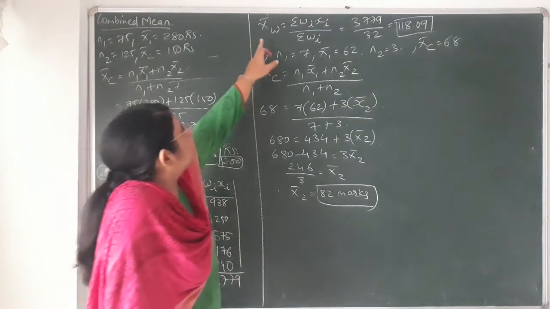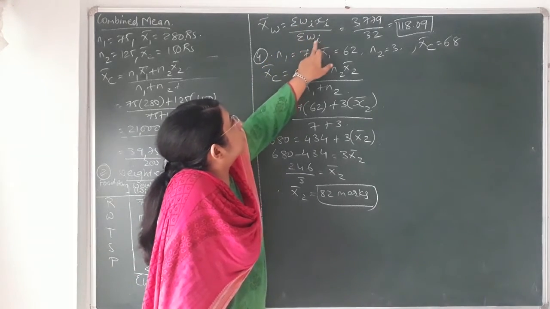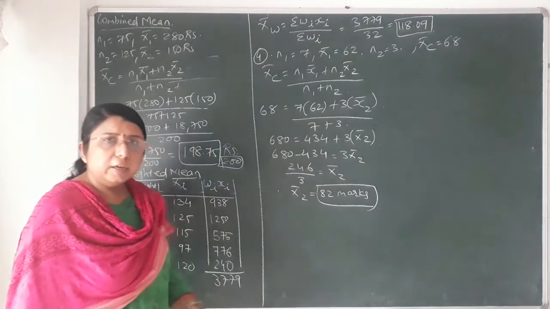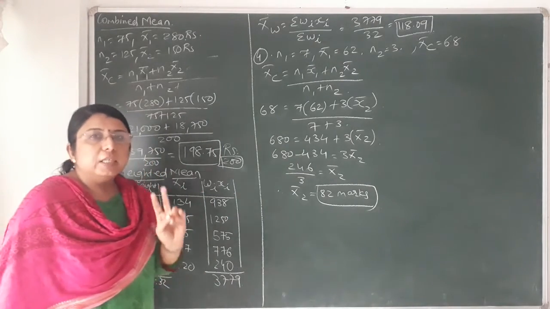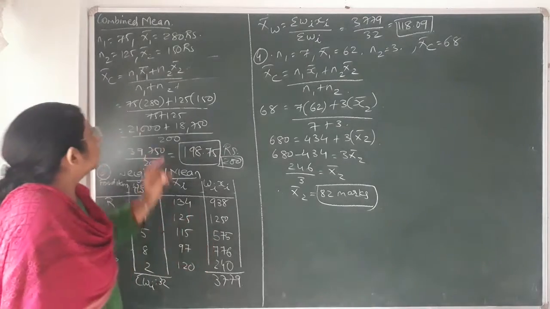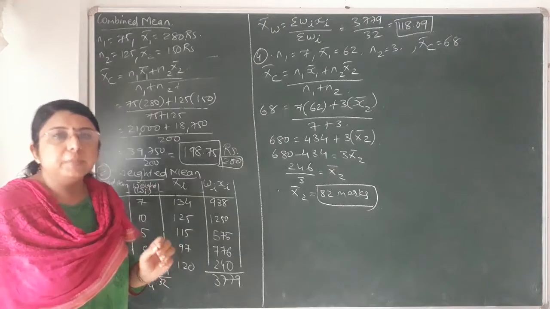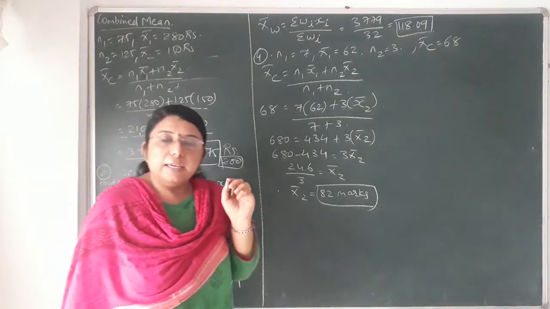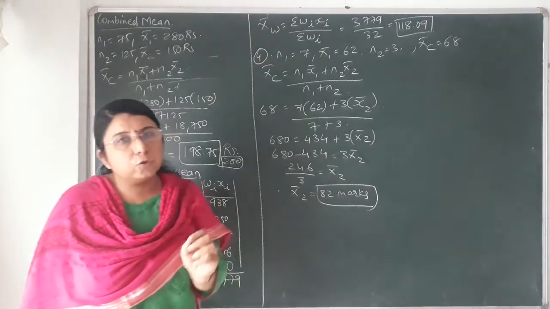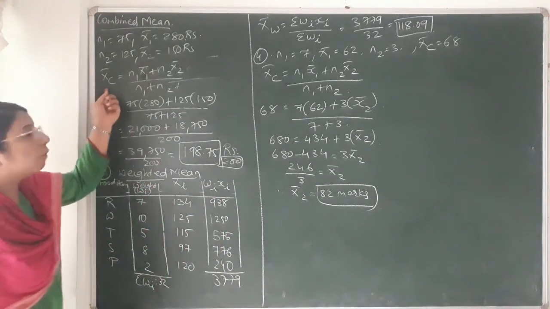Okay, so x bar w formula is sigma wi xi upon sigma wi. Again repeating both the formulas, because based on these two formulas only the entire exercise is dependent. The first formula that we applied in the first sum was of combined mean. The formula of combined mean is n1 x1 bar plus n2 x2 bar upon n1 plus n2.